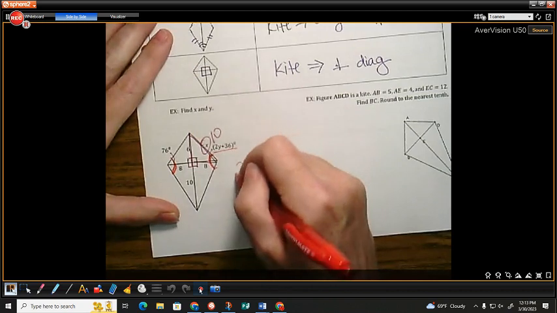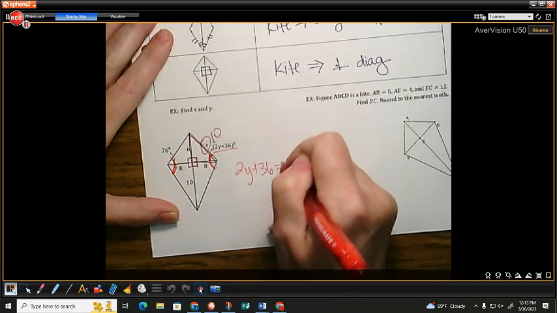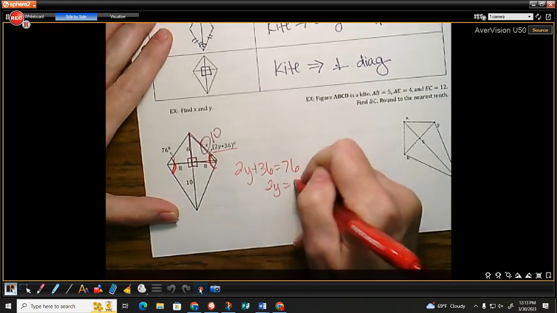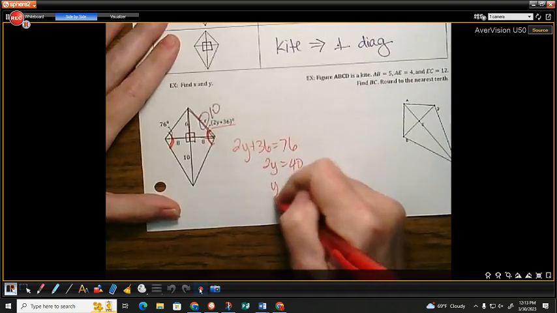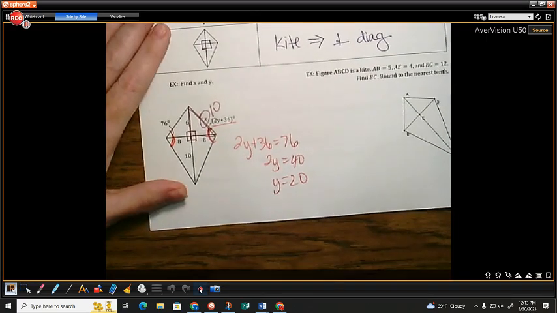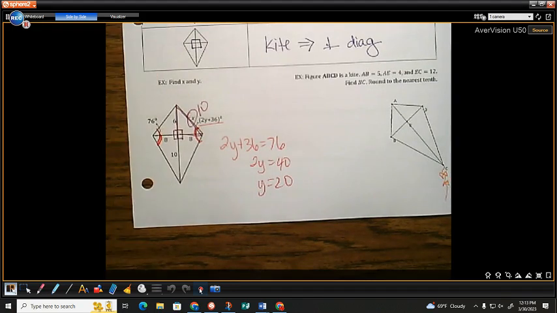So I know these are congruent, so 2y would have to equal what, 40? And y would be 20? Okay? This is why you need to be so familiar with your properties, because the algebra is not hard, but if you have to spend 5 minutes on each problem just figuring out what to do, you're going to run out of time.